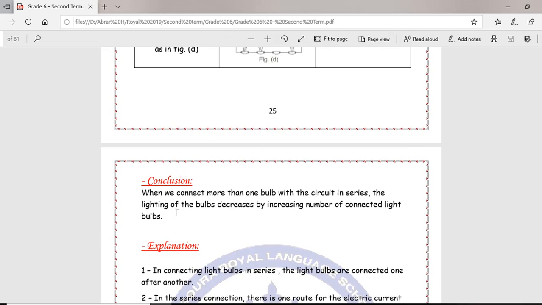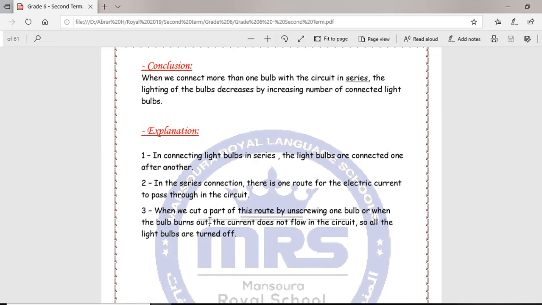What's my conclusion from this activity? The conclusion is that when we connect more than one bulb in the electric circuit in series connection, the lighting of the bulbs decreases by increasing the number of connected lights. What is the explanation for these different observations?